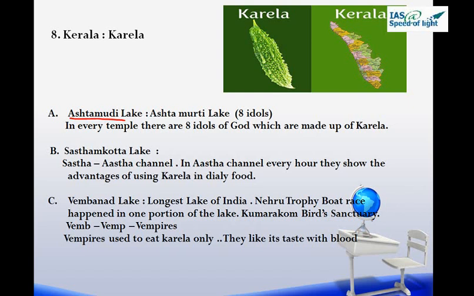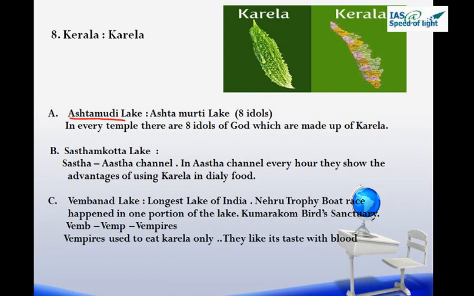Now comes the third lake of Kerala, that is Vembanad Lake. It is the longest lake of India, and the famous Nehru Trophy boat race happens in one portion of the lake. And it is also famous for one bird sanctuary, which is Kumarakom Bird Sanctuary. So from Vembanad Lake, we get vampires. Just see now, vampires used to eat Karelas, and they like the taste with blood, because vampires drink human blood. So with blood, they like the taste of Karela.